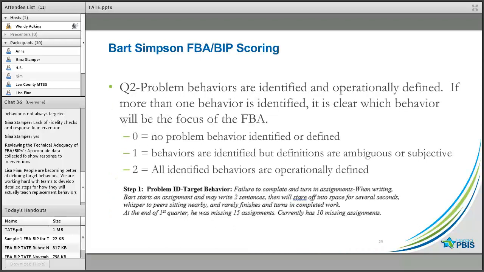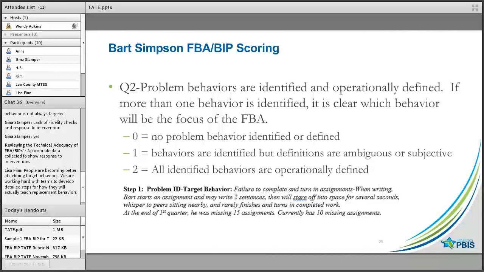Question 2 is the one, problem behaviors are identified and operationally defined. If more than one behavior is identified, it's clear which behavior will be the focus of the FBA. And we have the option of doing 0, 1, or 2. Now, what I did on this slide is at the bottom, just in case you couldn't find it on Bart, I have down here underneath the 2, I put the exact response on the FBA BIP that you have for Bart Simpson, where it says step 1 on there, problem identification, because they did it.